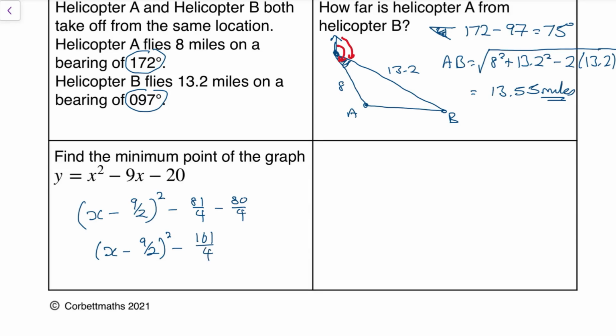Now, that's me completing the square. Then I remember that therefore the minimum point is the negative of the thing inside the brackets, 9 over 2. And then the same as the thing on the outside the brackets, which is 161 over 4.